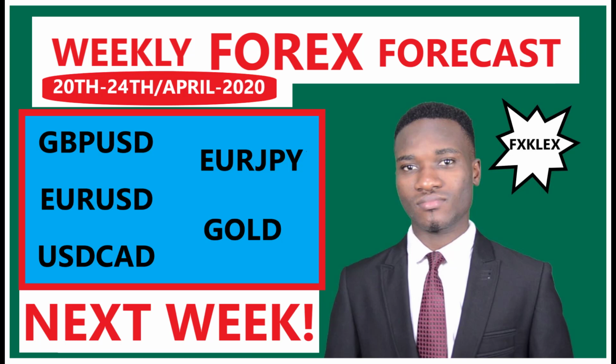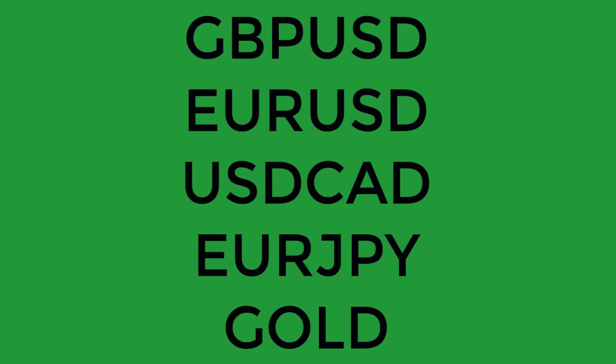In this week's forex forecast, I'm going to be walking you through a list of currency pairs I have on my watch list, just in case of any breakout or trade opportunity next week. The first currency I have on my watch list this week is the British pound sterling against the USD. I have the euro against the USD. I have the USD against the Canadian dollar. I have the euro against the Japanese yen. And then we're going to wrap things up with gold.